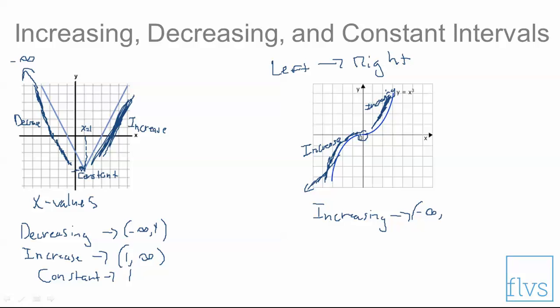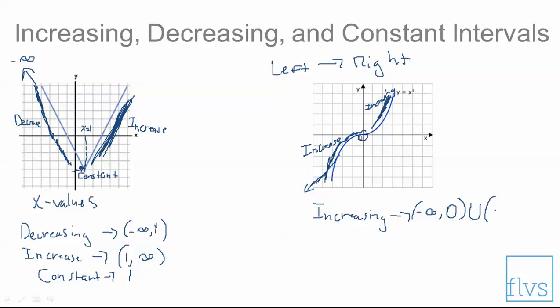It stops increasing. I may have colored this a bit too much to remember where we are, but at about 0. So infinity to 0. But then it also increases again. So if you have to list more than one increase, we're going to use the U for union.